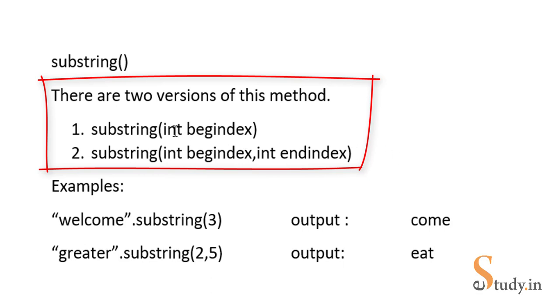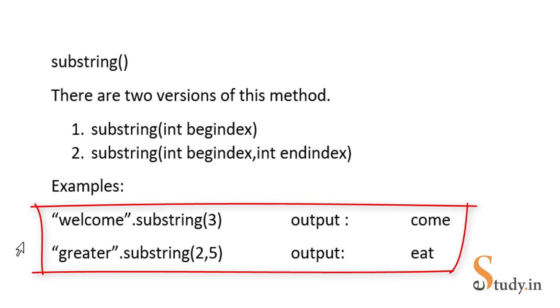In the first version I've written int beginning index, and in the second version we have to mention the beginning index as well as the ending index. So let's understand these two functions. Here we have explained through this example: we have the string welcome dot substring. That means this string is the one on which the substring function will work. As the name suggests, substring means to extract a part of a string. So that is a substring.